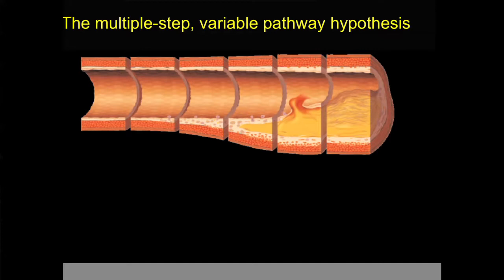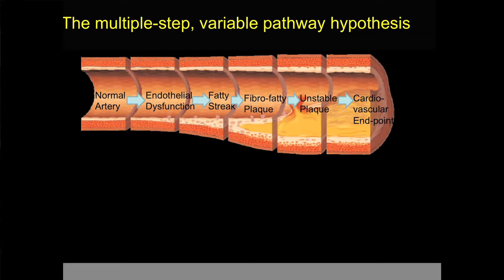The multiple step hypothesis is quite clear. And what we're saying here is that there is a progression from normal artery to cardiovascular endpoint. It's been proposed in the past that this is almost a seamless, continuous event, that risk factors that act here are likely to also act here or along that pathway. That's clearly not true. The fact is we measure things like clotting factors in blood, but the point at which they're going to have most effect is probably at the end.